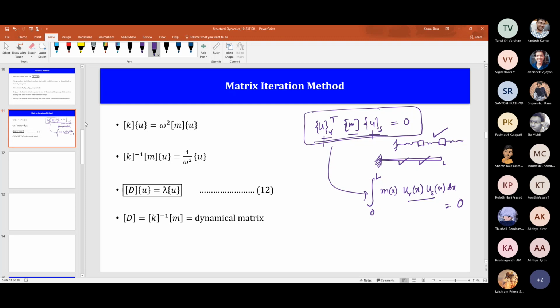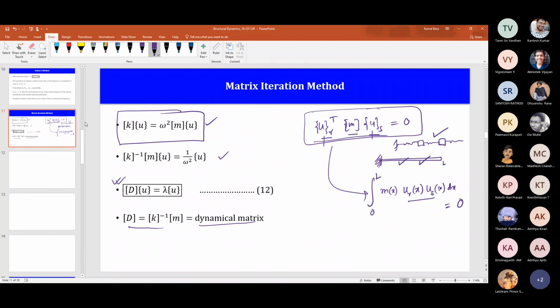So this is our eigenvalue problem. Now I can write k inverse m into u equals 1 by omega square u. I am defining k inverse m as D, which I am calling the dynamical matrix. So D u equals lambda u. The earlier one is a generalized eigenvalue problem; this is actually the standard eigenvalue problem.